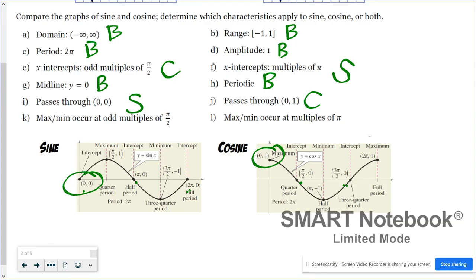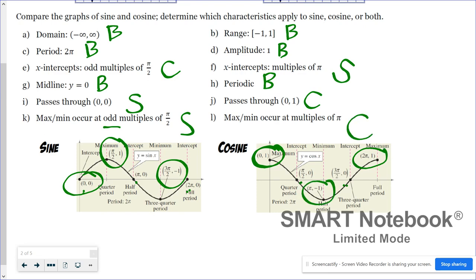And then when it comes to max and mins, looking at sine, it has a maximum at pi over 2 and a minimum at 3 pi over 2. So those would be odd multiples of pi over 2. Whereas cosine, its maximum, you have this is 0 pi, 2 pi, and the minimum's at 1 pi. So that'd be cosine.